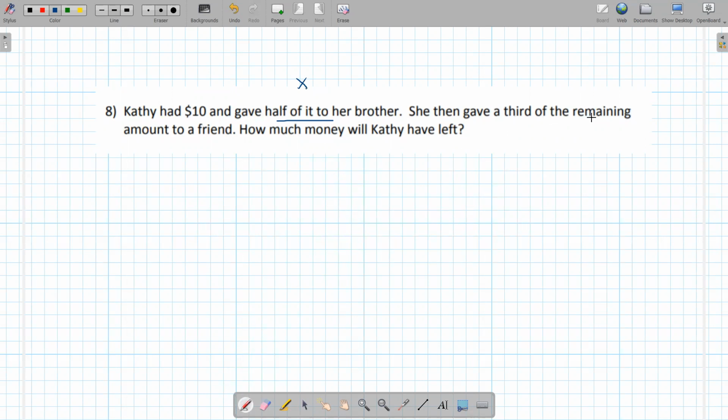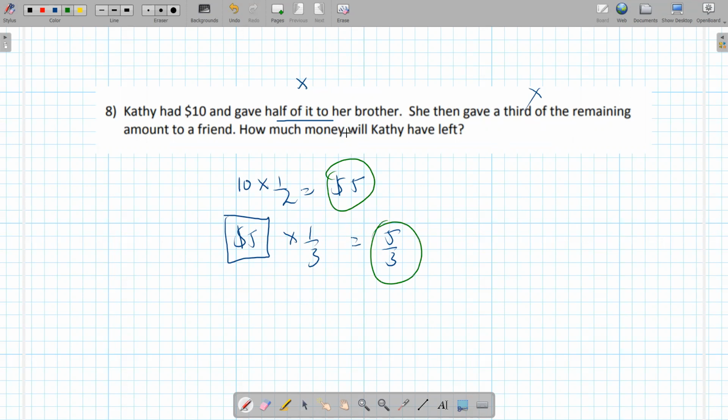And then she gave a third of the remaining amount. Again, a third of the remaining amount means a third of the total, so that's also a times. So let's do it step by step. If she gave half of it to her brother, how much did she give away? $5 is gone. That means she's left with $5. Now from this $5, she gave a third of the remaining amount. So we times this by 1/3. So we get 5/3. So she gave away 5 and then she gave away 5/3. How much money does she have left?